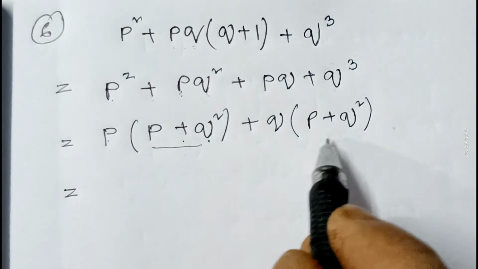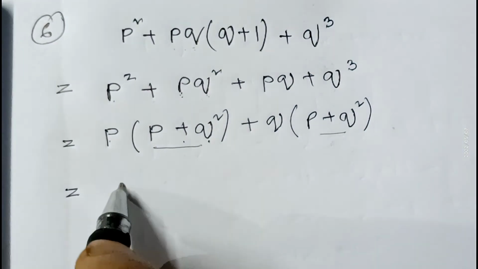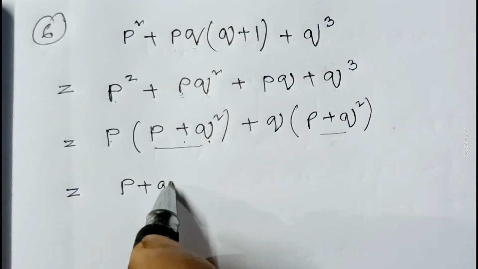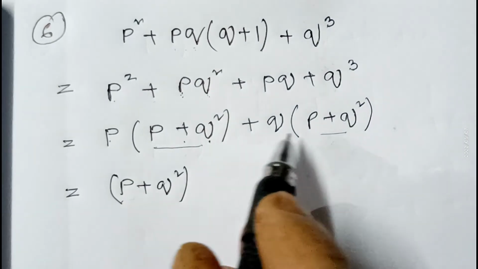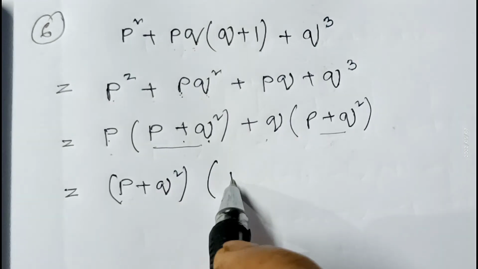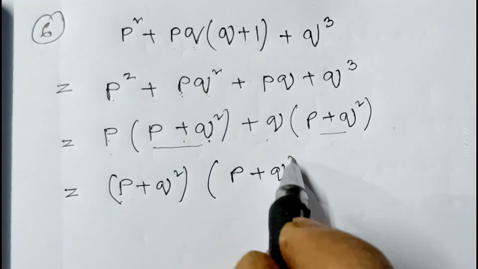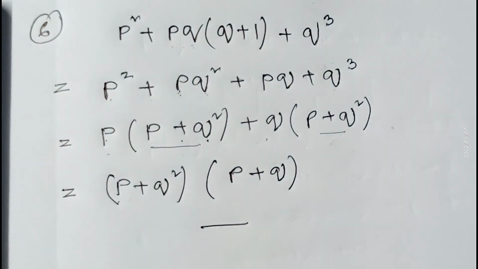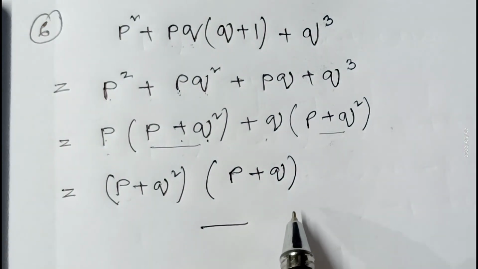So now p plus q square and p plus q square is common. So this can be written outside. So (p plus q square)(p plus q square), and we are left with p and q. So it will be p plus q. This cannot be further factorized. So this is the required answer.